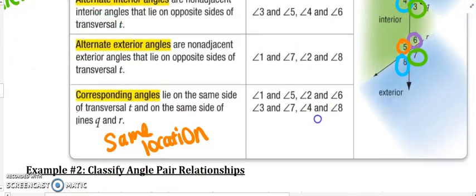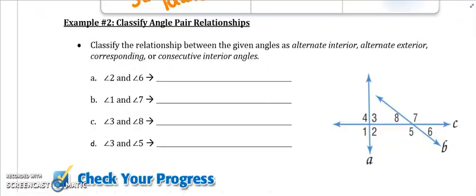So those are the different types of angles that you need to know. So like I said, it's really important that you know those types of angles. We're going to be doing a lot with them. So now we're going to classify them.